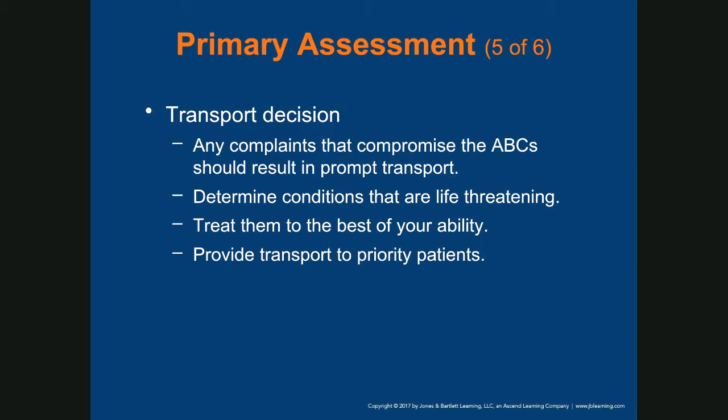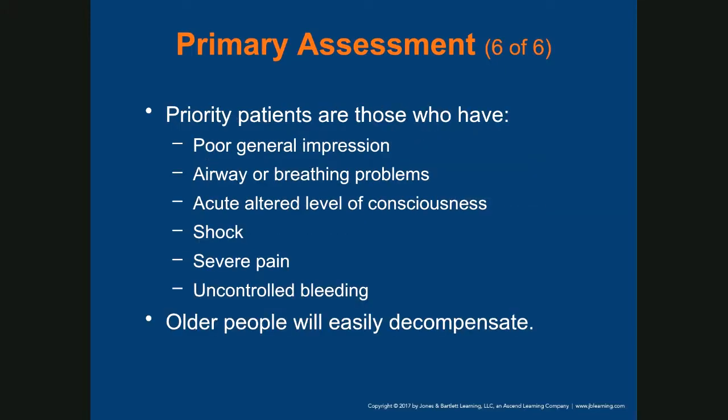So transport decision. Any complaints that compromise the ABCs should result in prompt transport. Determine conditions that are life-threatening. Treat them to the best of your ability. Provide transport to priority patients. All right, now priority patients are those who have poor general impression, airway or breathing problems, acute altered level of consciousness, shock, severe pain, uncontrolled bleeding. Older people will decompensate very quickly or easily, right?